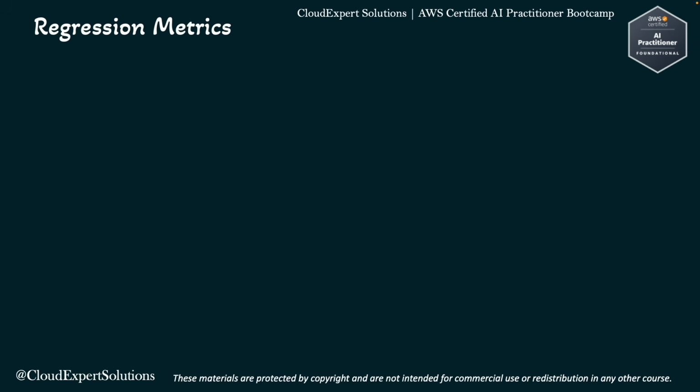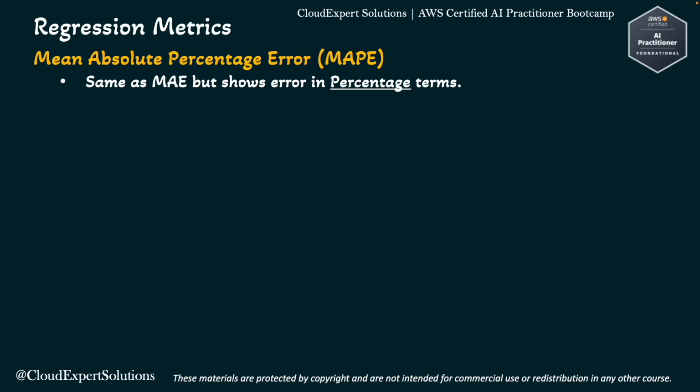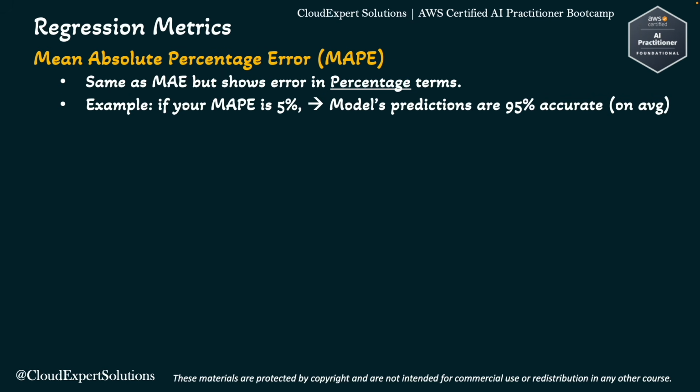The next metric is mean absolute percentage error or MAPE. Mean absolute percentage error is the same as mean absolute error, but it shows the value in percentage terms. For example, if your MAPE is 5%, it means your machine learning model's predictions are 95% accurate on average.